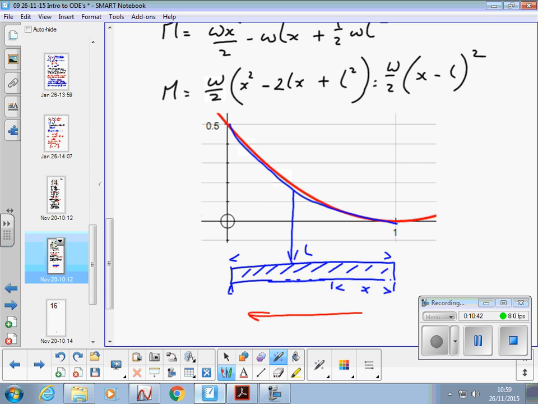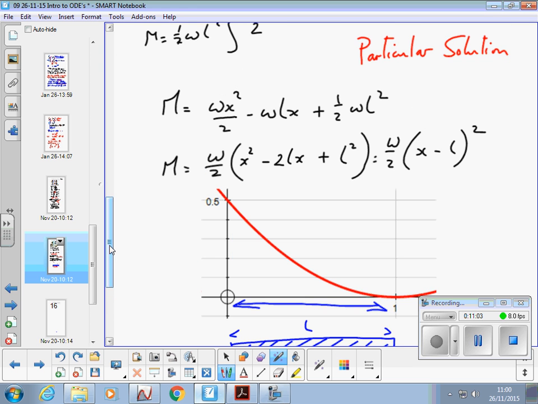What's the moment on the beam at this point? What's the moment at the end? 0. What's the moment at the fixed end? 0.5 for this particular example. But we can now predict, because we've got the function, what the moment will be at any point along the beam. It's described by this formula.